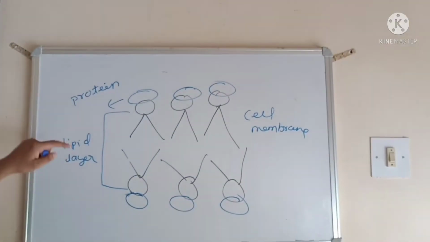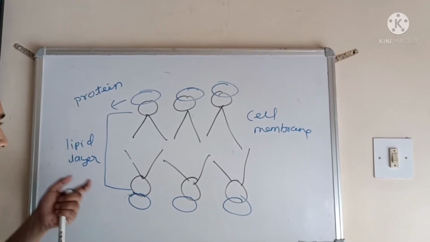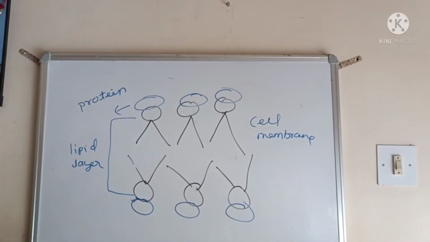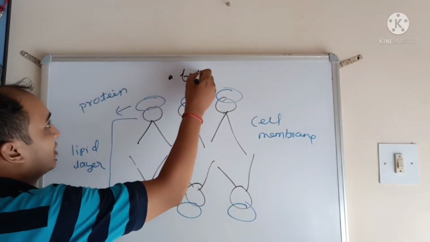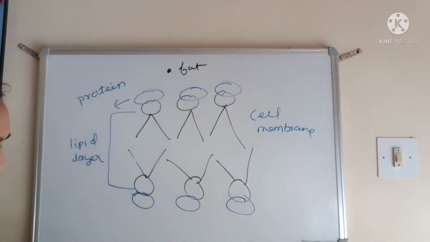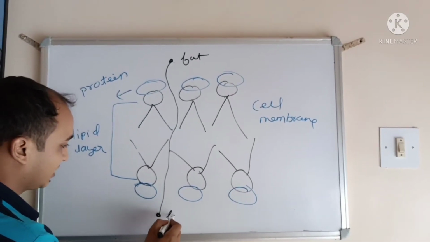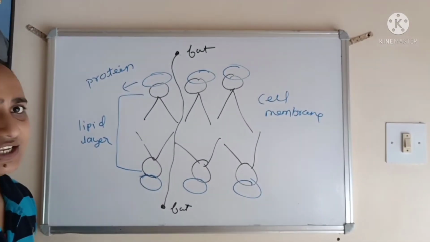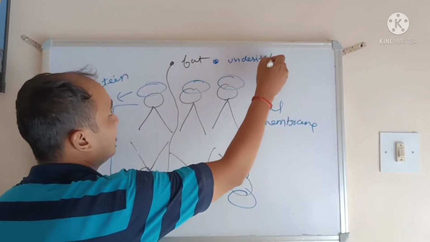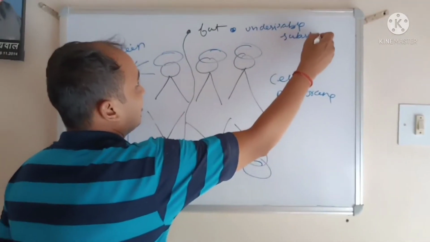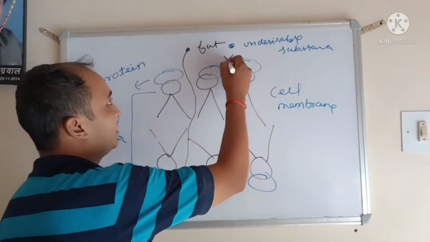Lipid we have studied, endoplasmic reticulum produces lipid, and cell membrane is made of lipid, and it is also made of protein. So if fat wants to enter the cell, this is the cell membrane. It will allow the fat to enter, and the fat will come. But if there is an undesirable substance, it will not go inside.